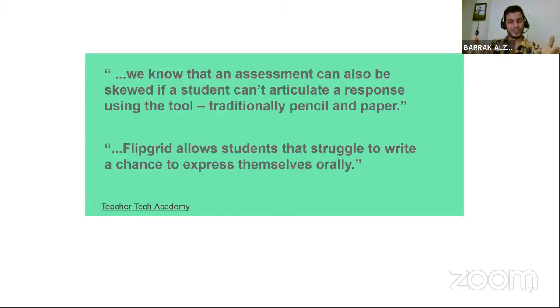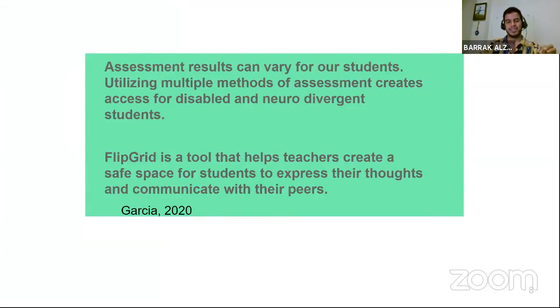So I changed these quotes a little bit, a lot of it actually, and I decided this was a better wording for them. In our classrooms, our assessment results, of course, can vary depending on the student, but using multiple assessment methods creates access for our disabled and neurodivergent student population, meaning a pencil and paper assessment type, for example, really creates only limited access for a very specific group of students. And FlipGrid can be used as a tool to create those diverse assessment methods.